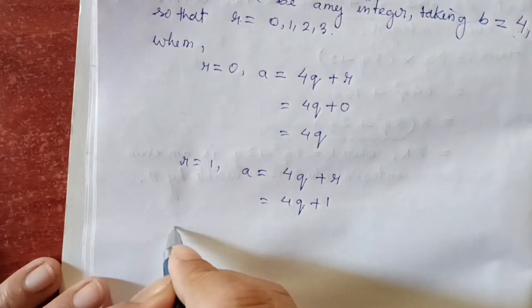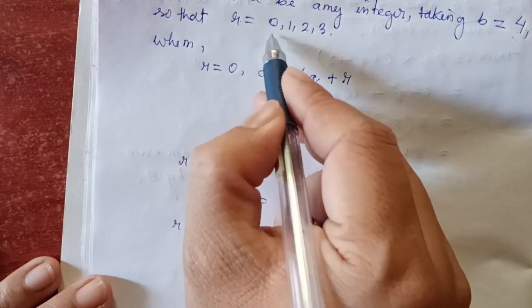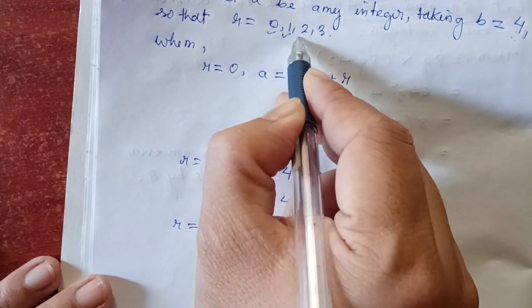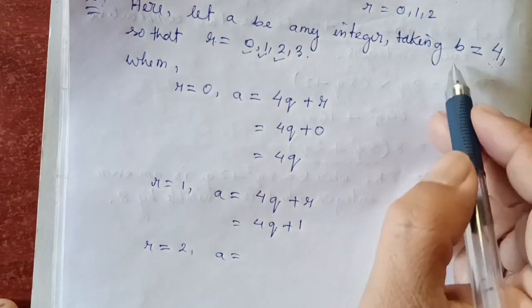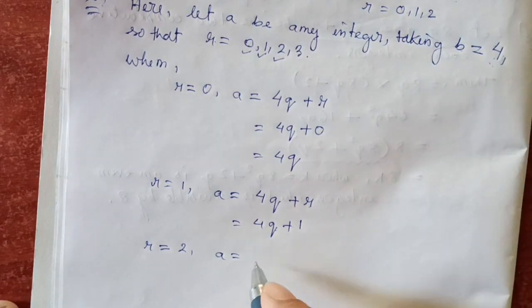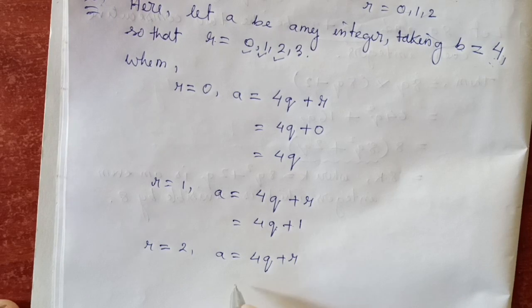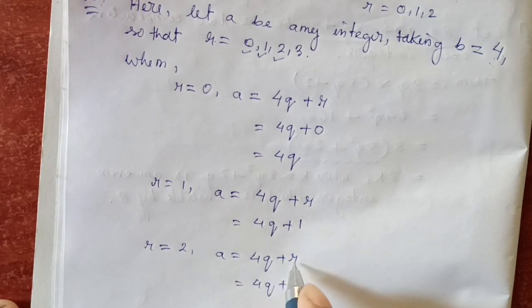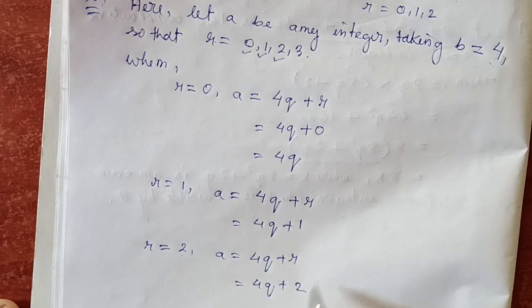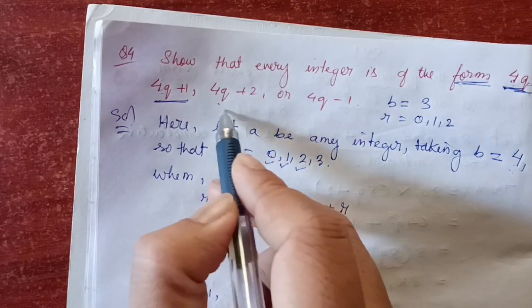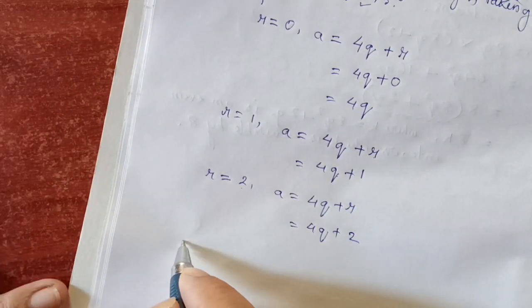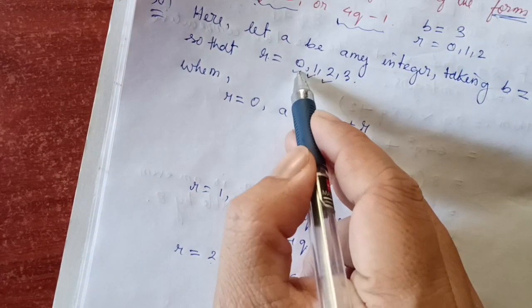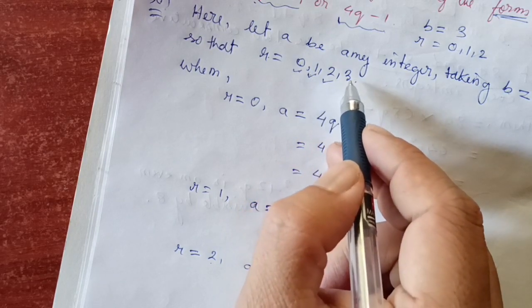Okay, then next, when r equals 0 we have done, 1 we have done. Then next is 2. So when r equals 2, how can you write this a? Remember that our b value is 4. That is why 4q plus r. Now our r value is 2, so 4q plus 2. We already got the second one. Now we are left with only this one, 4q minus 1.